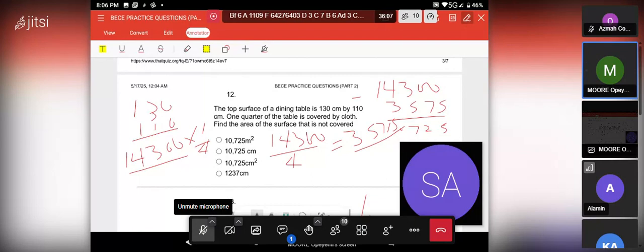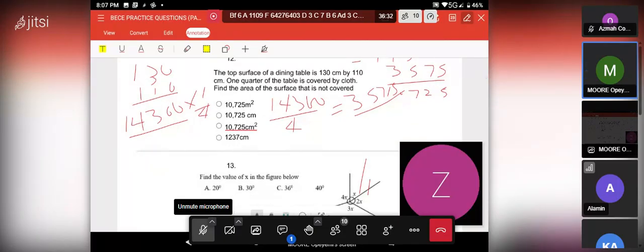The third one. Are you sure it is not the first one? The first one is in meter square. The third one. Thank you very much. It's the third one. That is another thing you need to look out for. You can see the way they put the options. Yes, they have the same number, but the unit is also part of what you need to count. Okay, the next question says find the value of x in the figure below.